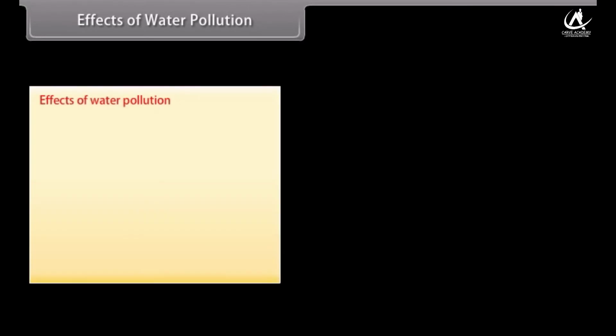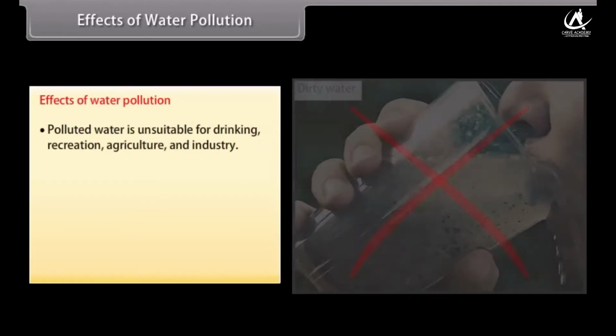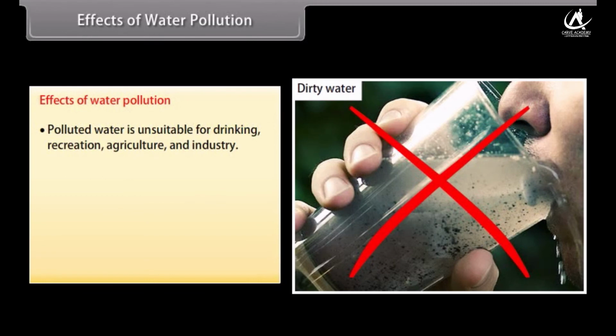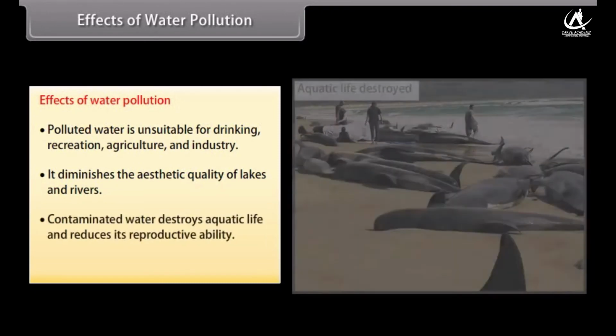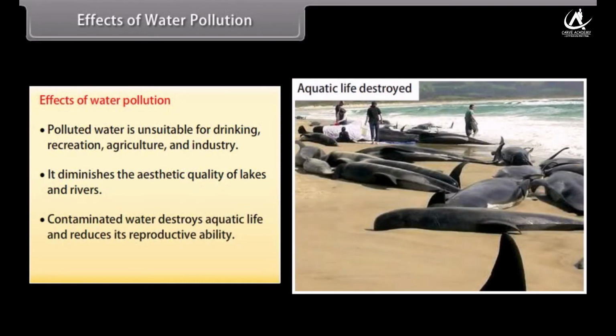Effects of water pollution. Polluted water is unsuitable for drinking, recreation, agriculture, and industry. It diminishes the aesthetic quality of lakes and rivers. Contaminated water destroys aquatic life and reduces its reproductive ability. It is also hazardous to human health.